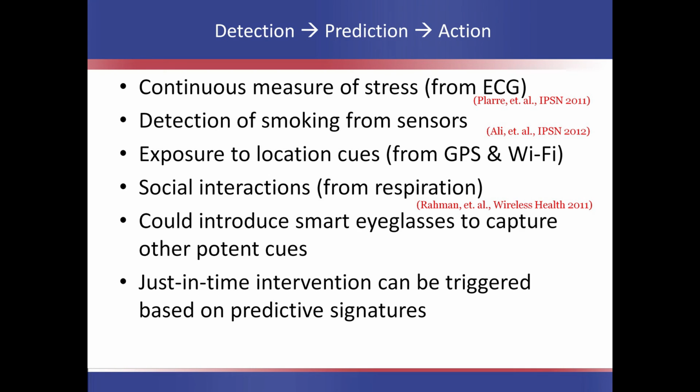And if so, then we can use that in a just-in-time intervention for those who are trying to quit, to trigger an intervention as soon as those predictive signatures on these other sensors are observed.